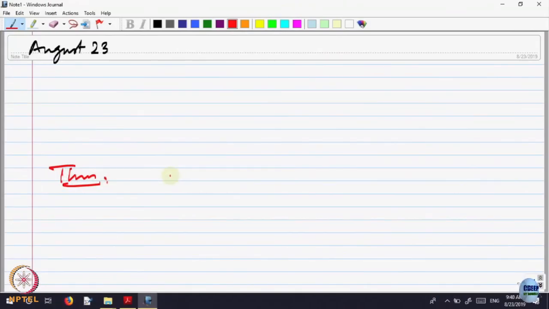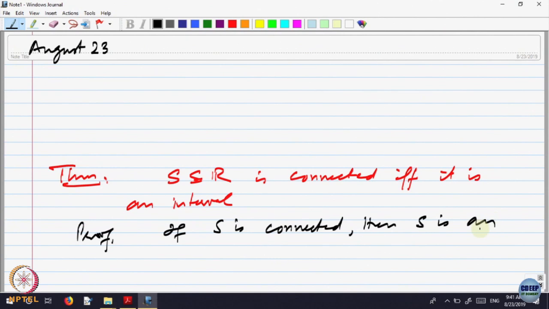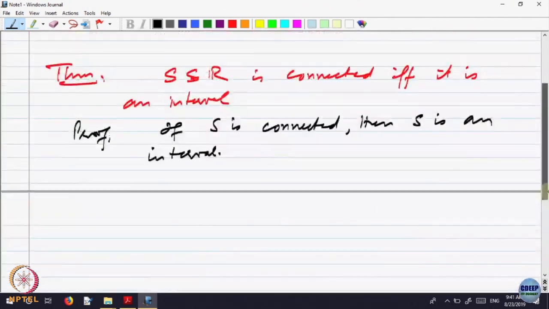Right, so last time we were trying to prove a theorem that a subset S of the real line is connected if and only if it is an interval. So we had already proved one way, namely if S is connected, then S is an interval. So let us prove the converse part of it.